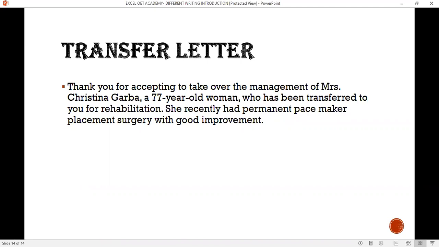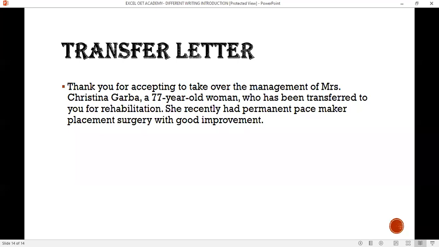Okay, so transfer letter. The third way, you can say, thank you for accepting to take over the management of Mrs. Christina Gaba, a 77-year-old woman who has been transferred to you for what?